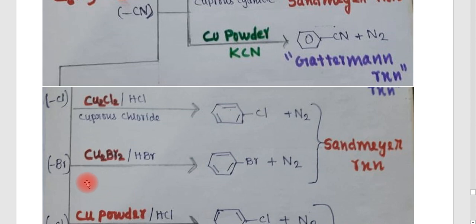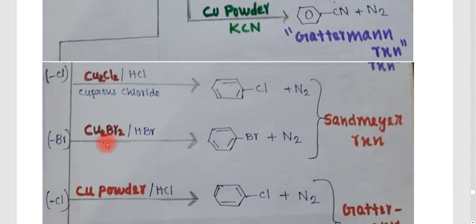Similarly, Br can also be replaced in the presence of Cu2Br2, that is the cuprous bromide which is dissolved in HBr. You will get the product as bromobenzene, and the byproduct is N2.